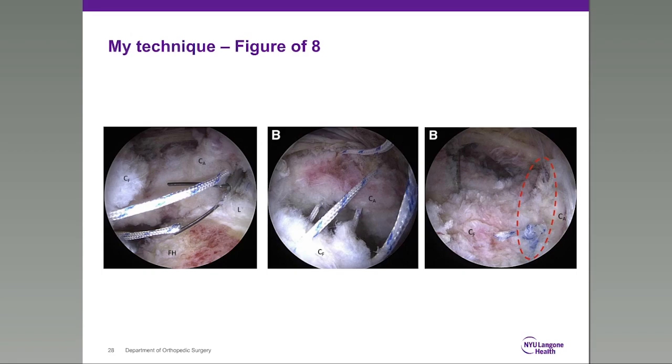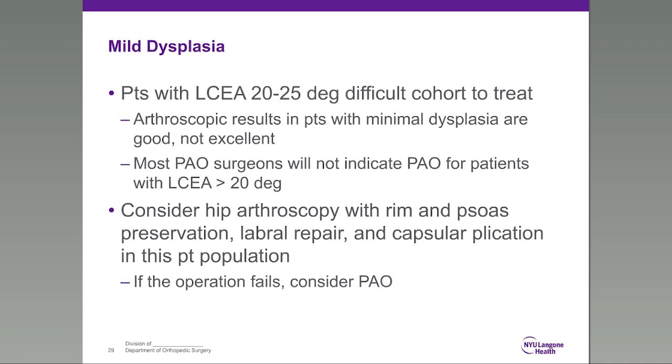All right, so I also use this figure of 8 technique where I pass 2 strands of the same suture in a figure of 8 configuration to get my capsule closed, and it's a good closure when you don't see the rim or the labrum.